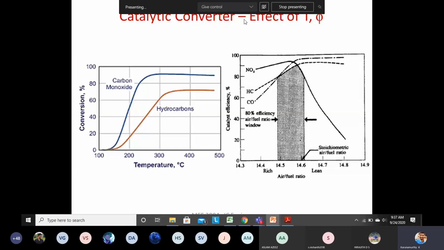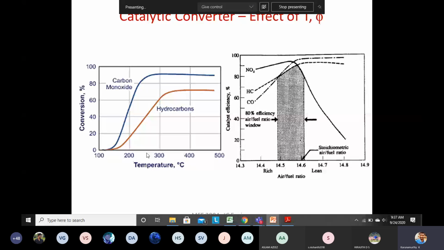Coming to the conversion efficiency of the catalytic converter, it depends upon two parameters. One, it depends upon the temperature, which I have told you, the light-off temperature. The temperature above 250 degrees C to 300 degrees C, we call the light-off temperature, where the conversion efficiency is more than 50%.